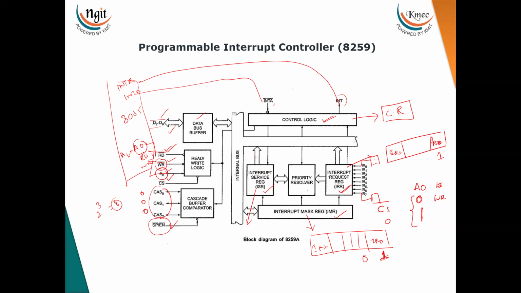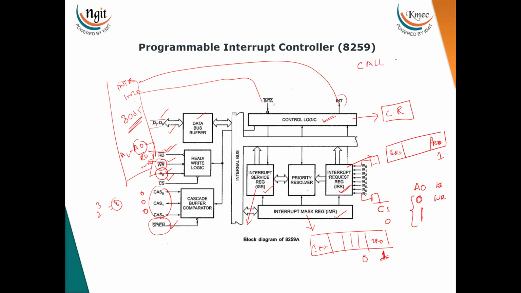After receiving the INTA, this 8259 will send the opcode of CALL to the 8085, and after that it will send the acknowledgement signal, and it will send the lower order address, and after that again it will send the acknowledgement signal, and after that it will send the higher order address. Thereby the microprocessor knows the address where it has to jump, meaning it is sending the vector address to the 8085. After that, the microprocessor will jump to that particular address.